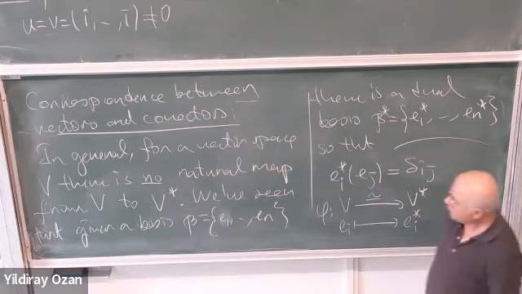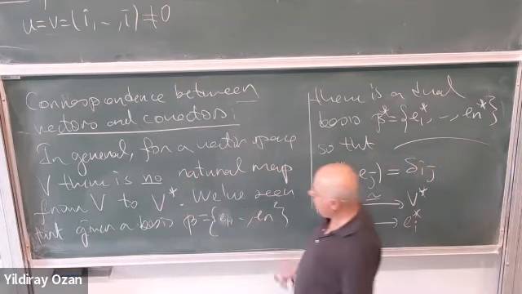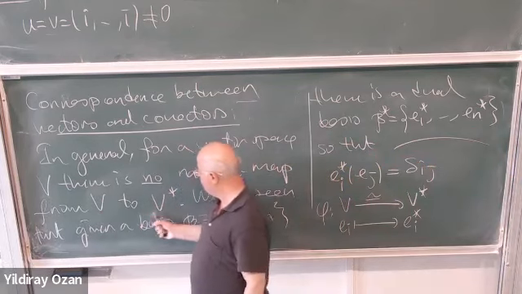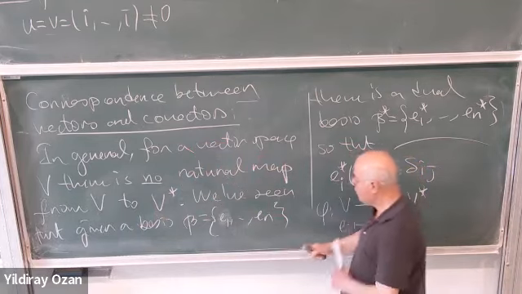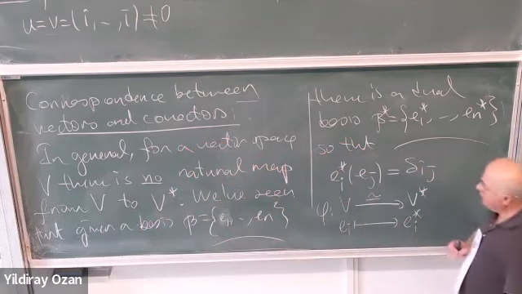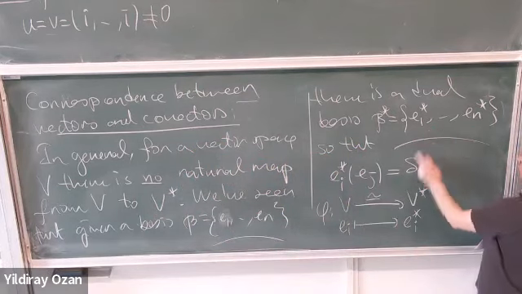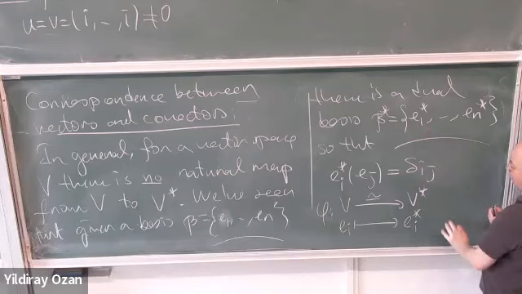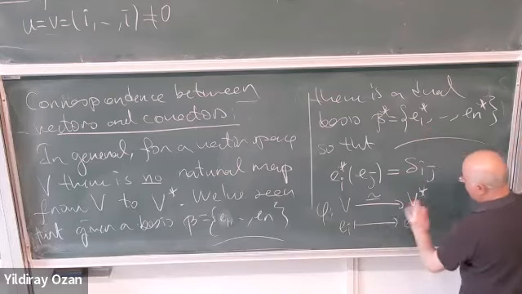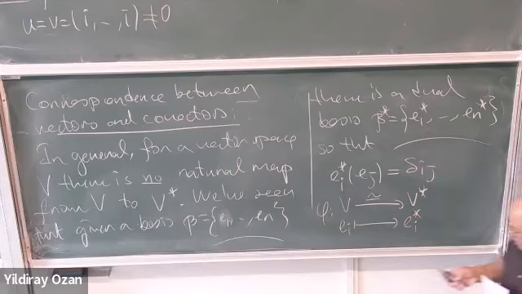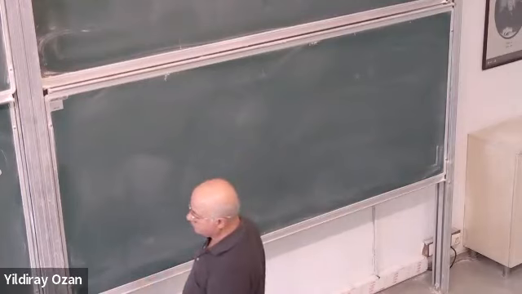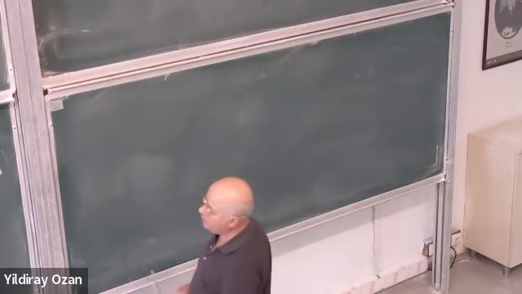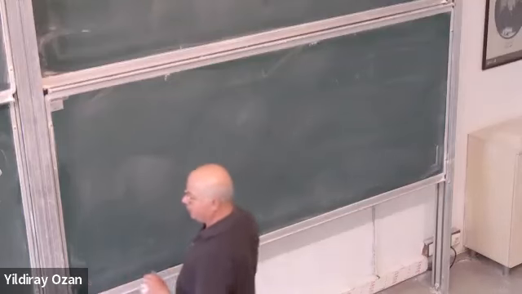So, for a given vector space, there is no natural map from V to V star. If we are given a basis, some auxiliary data like this, then I can find a basis for V star in a canonical way, and we obtain a canonical isomorphism between these two. However, if we have an inner product, or a non-degenerate bilinear form, then we can obtain a canonical map.